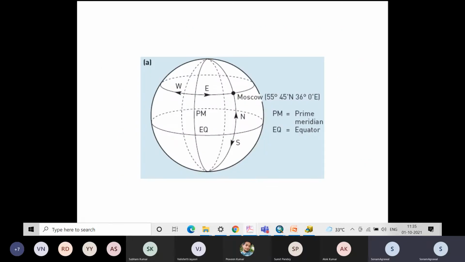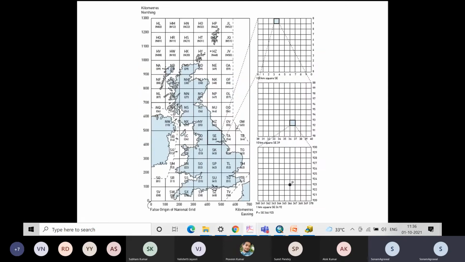So these are the two ways. This one is the geographic coordinate system, in which any location will be represented in terms of latitude and longitude. The second thing is the projected coordinate system. This one is the example of this, the United Kingdom Ordnance Survey planar data.